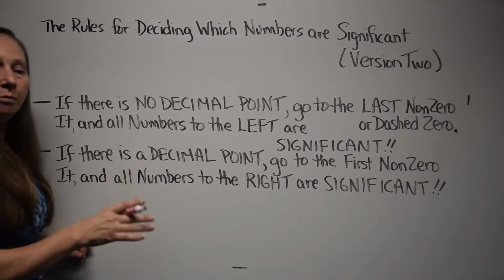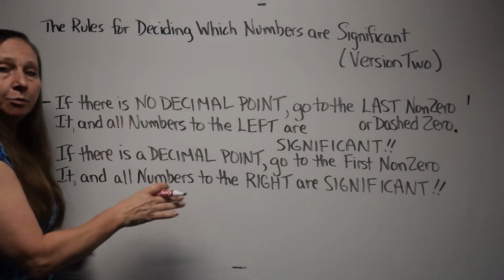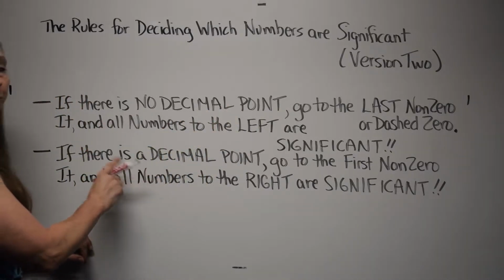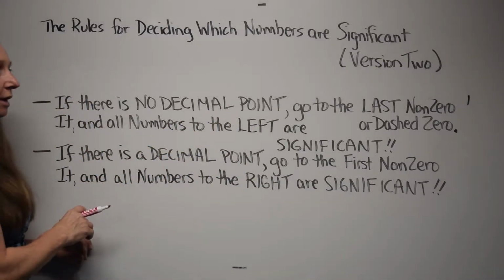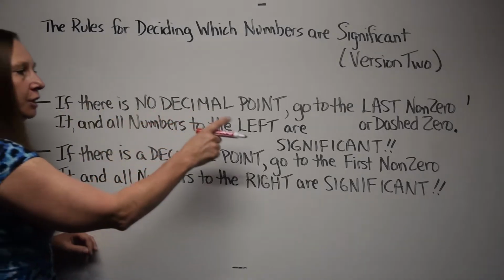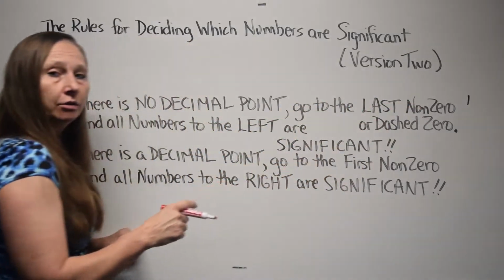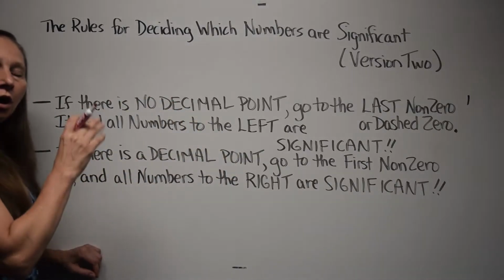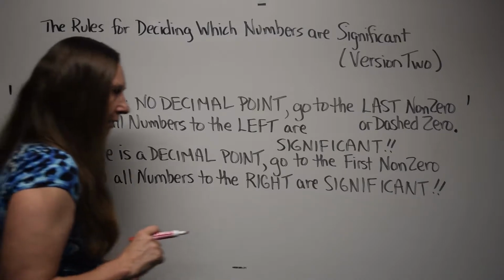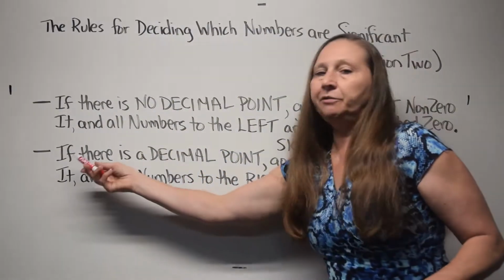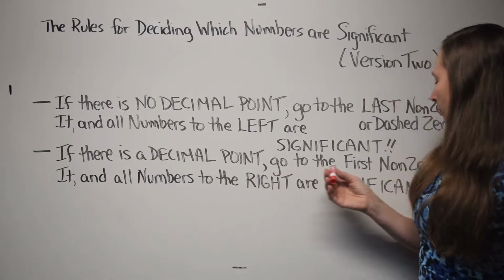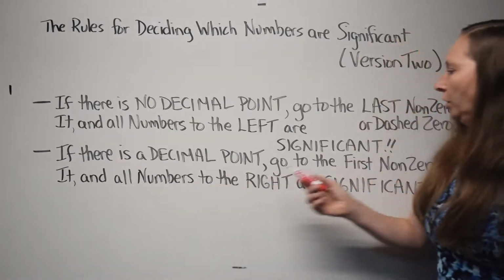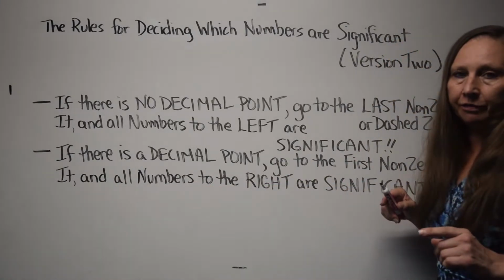The first decision you make: is there a decimal point or not? If there's no decimal point, this rule applies. If there is a decimal point, this rule applies. So, if there is no decimal point, you go to the last non-zero or dashed zero. It and all the numbers to the left are significant. Now, if there is a decimal point, you go to the first non-zero. It and all the numbers to the right are significant.